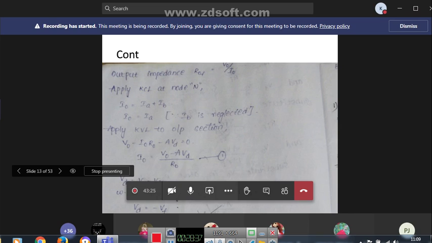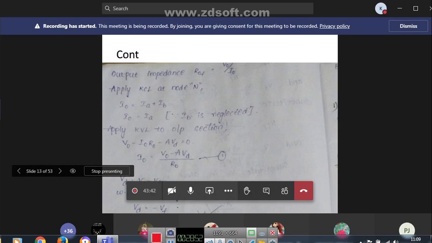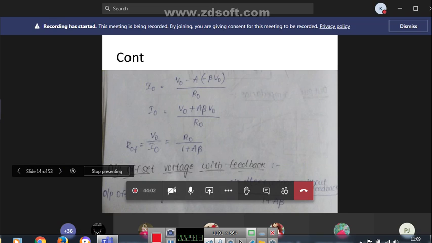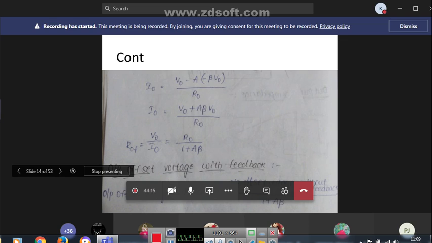And we know that VD equal to V1 minus V2. Here, what is the V1 value? It is 0, right? So V1 equal to 0. Then substitute V1 equal to 0 in the VD equation. Then we will get VD equal to minus VF. So substitute this VD in equation 1, that is I0 equal to (V0 minus AVD) by R0. And we know that VF equal to beta V0. So substitute minus beta V0. Then we'll get I0 equal to (V0 plus A beta V0) by R0.